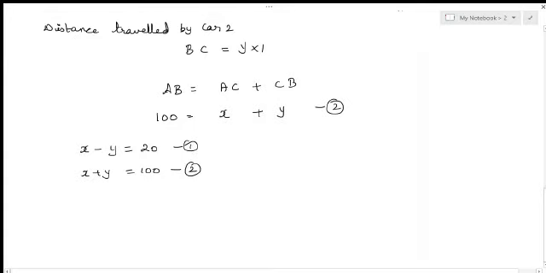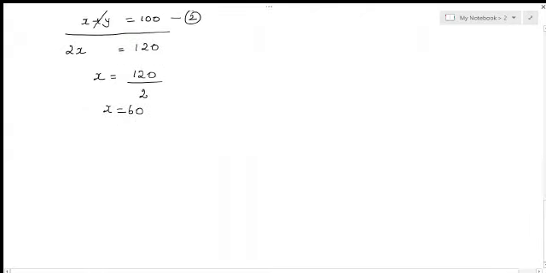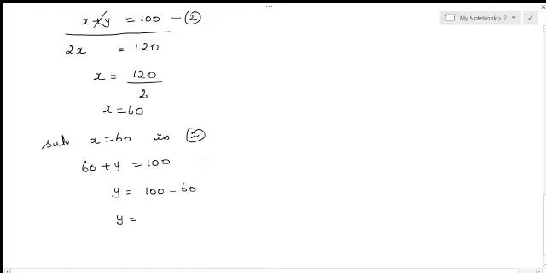I have decided to eliminate the variable y. x plus x will give me 2x, variable y will get eliminated, 100 plus 20 is 120. So x is equal to 120 divided by 2, x is equal to 60. Let me substitute x equal to 60 in one of the equations. So I substitute x equal to 60 in equation 2. Equation 2 is x plus y equal to 100. So 60 plus y equal to 100. So y is equal to 100 minus 60. So y is equal to 40.